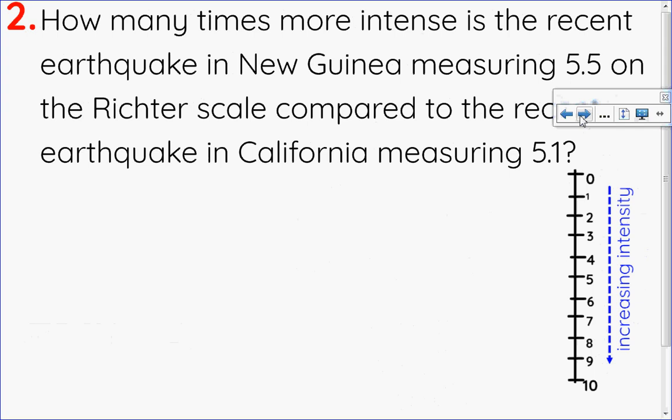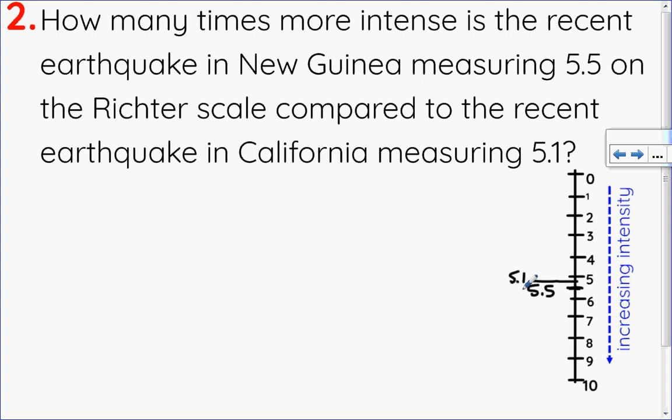Another application of logarithmic scales is the Richter scale. So for example here, I want to know how many times more intense is the recent earthquake in New Guinea measuring 5.5, so right about there, compared to the recent earthquake in California measuring 5.1. So just above 5 at 5.1. So I want to know how many more times intense is the 5.5. So that one's more intense.